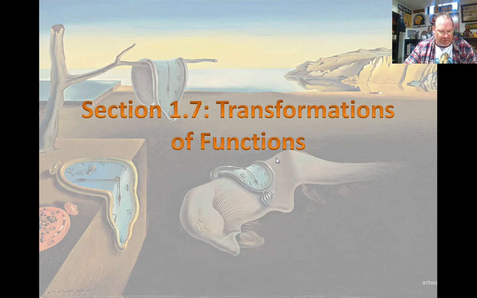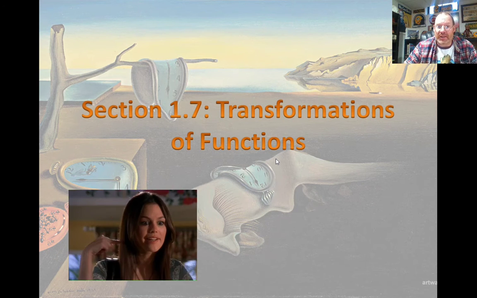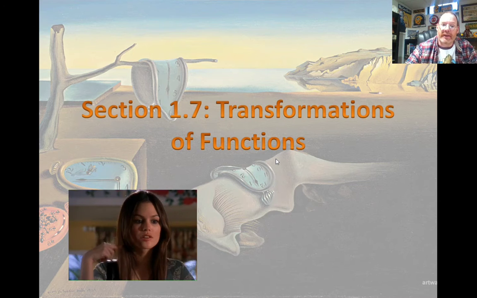Alright gang, we're going to do section 1.7, and I think this is fun stuff. You may not agree with me, but I think this is fun stuff because the graphs look fairly complicated, but by the time this is done and over with, you guys are going to know how to graph these things no problem, and I think it's fun. You can call me crazy if you want. I'm sure many of you already have.